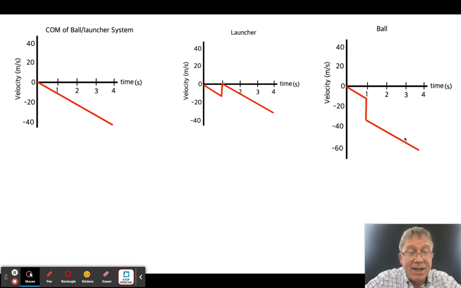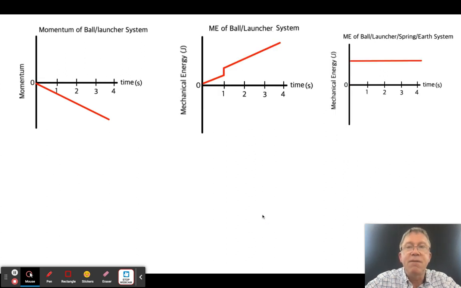Now I didn't ask you to do this, but if you took the center of mass, you'd notice the center of mass is right here. In other words, the center of mass didn't change. The launcher had more positive velocity, and the ball had more negative velocity, but the center of mass continued the same. Now, if I want to do the momentum of the ball launcher system, the momentum continues to increase as this system moves downwards, right? As it falls, it's gaining velocity, so it's gaining momentum.